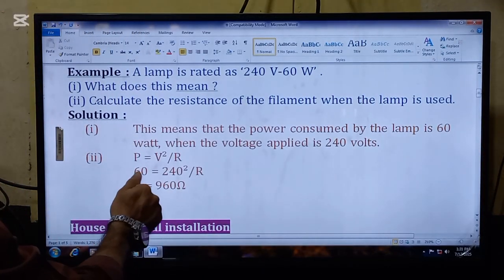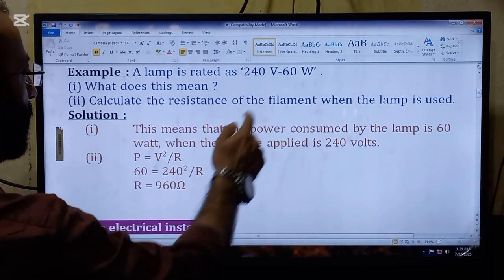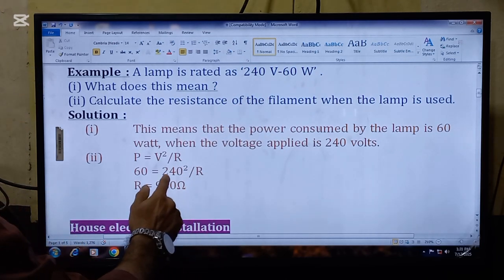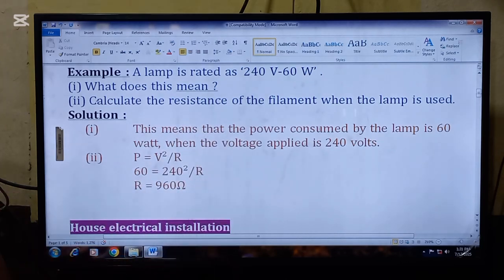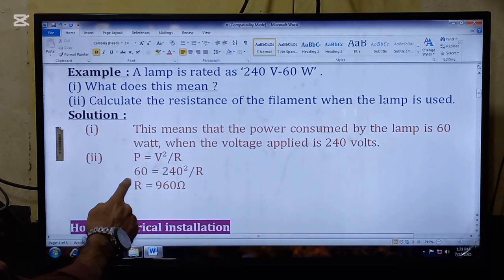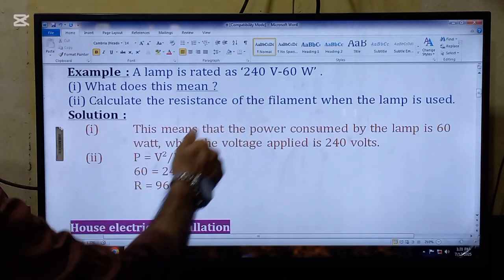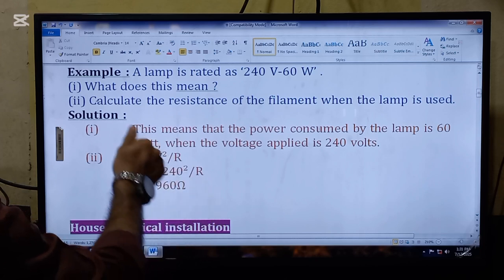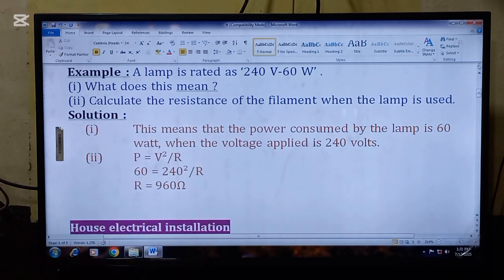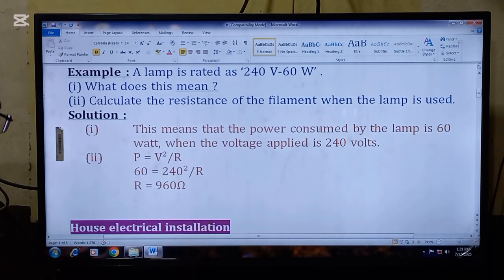Okay, the formula that will be used is P is equal to V squared over R. V is 240, resistance is the requirement, and the power given is 60. So P is 60, V is 240, and R is the requirement. Calculating the resistance, cross multiplying the values will give you the answer 960 ohm.